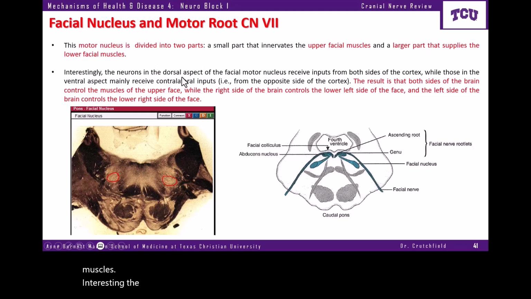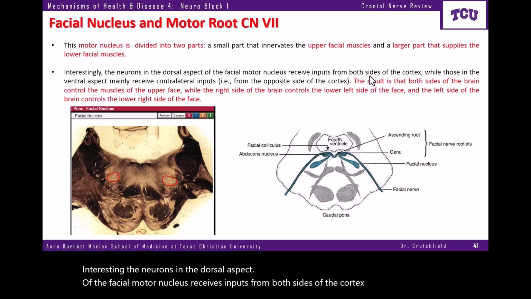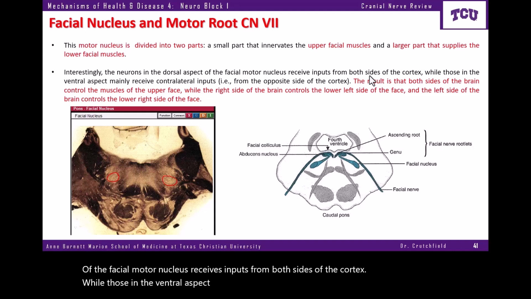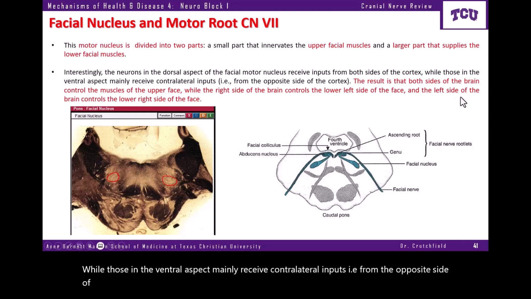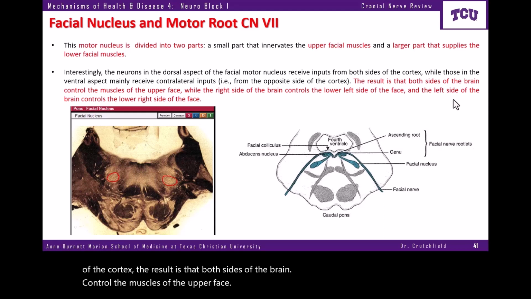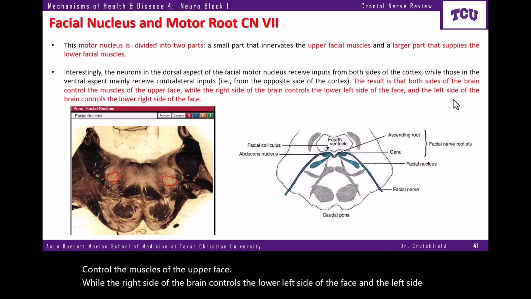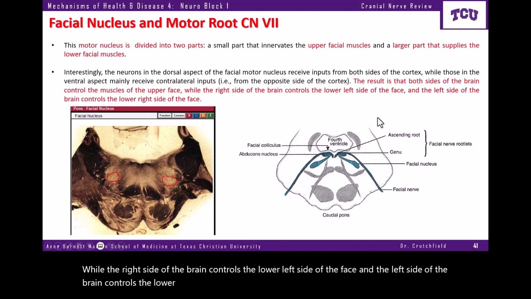Interestingly, the neurons in the dorsal aspect of the facial motor nucleus receive inputs from both sides of the cortex, while those in the ventral aspect mainly receive contralateral inputs, i.e. from the opposite side of the cortex. The result is that both sides of the brain control the muscles of the upper face, while the right side of the brain controls the lower left side of the face, and the left side of the brain controls the lower right side of the face.